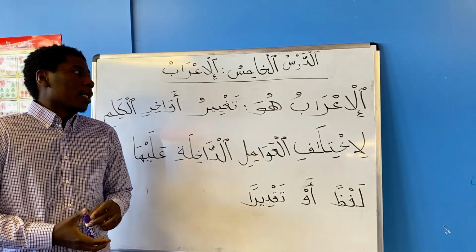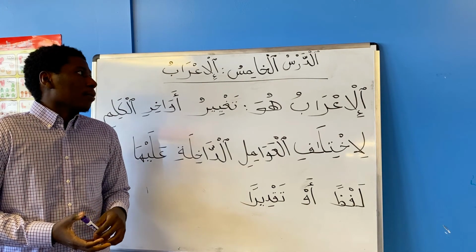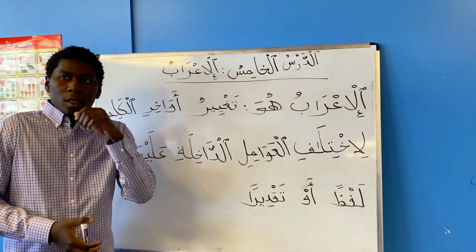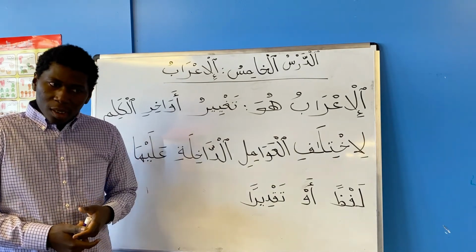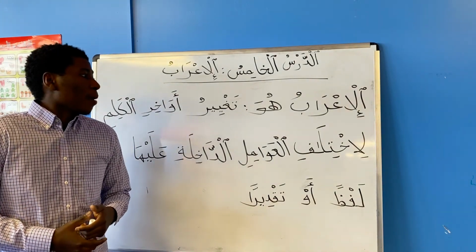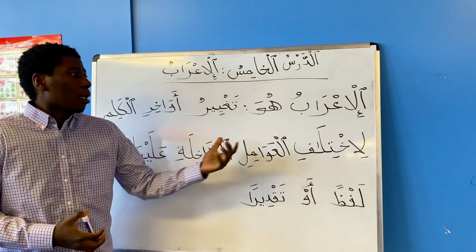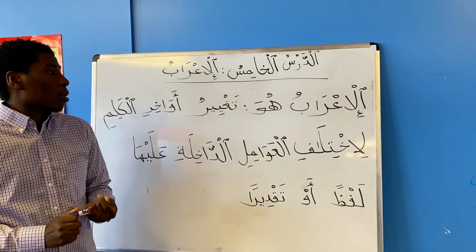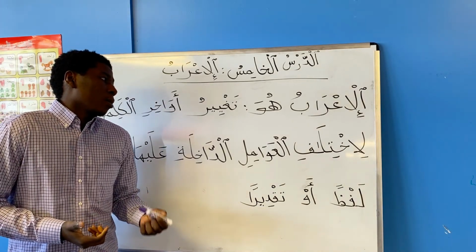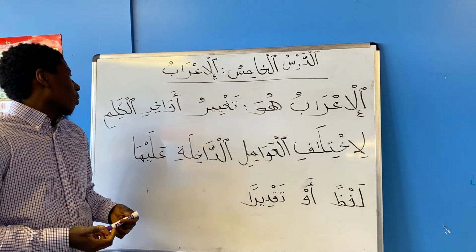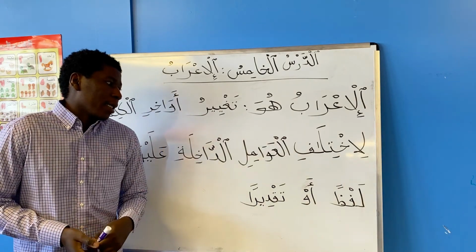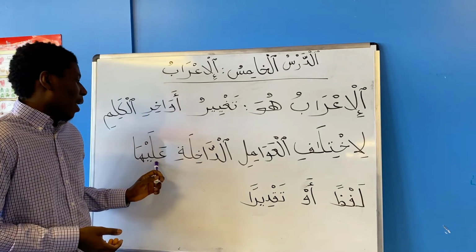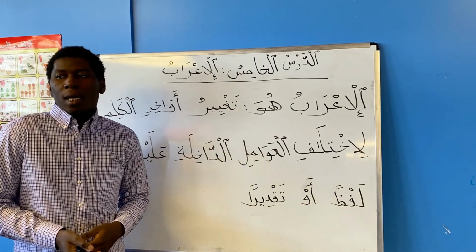So today we started a new lesson, الدرس الخامس الإعراب. So what is إعراب? I don't want to confuse you for now, but I will try to explain what the author meant. Right? So here he said الإعراب هو تغيير أواخر الكلم لاختلاف العوامل الداخلة عليها لفظا أو تقديرا.